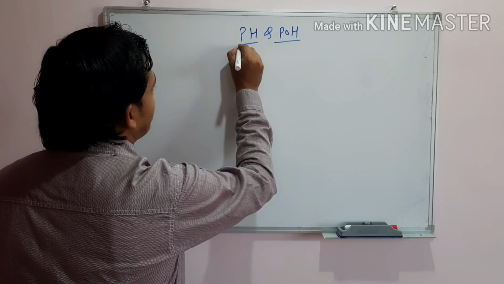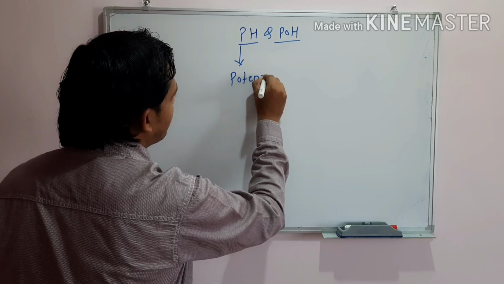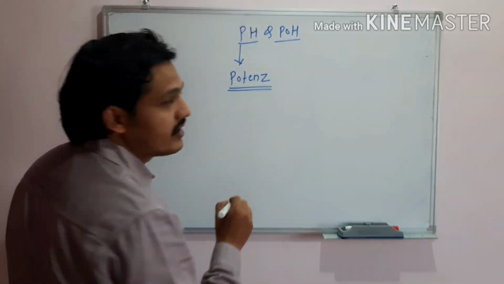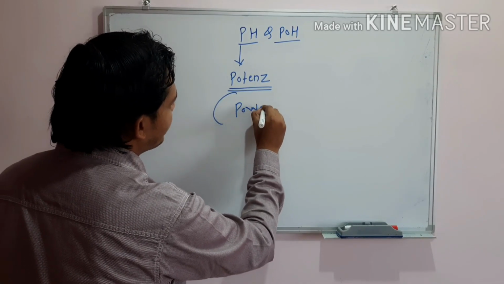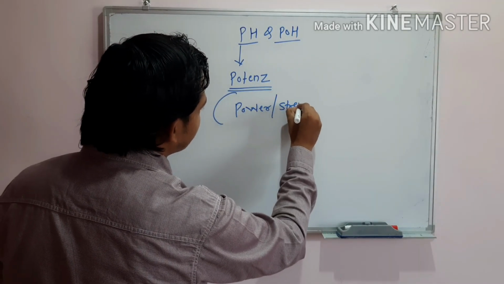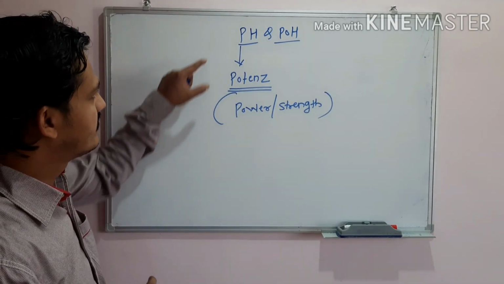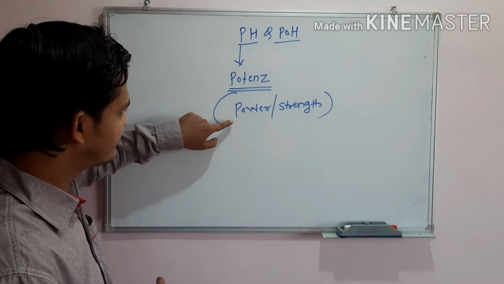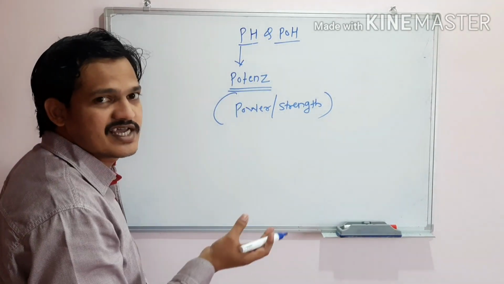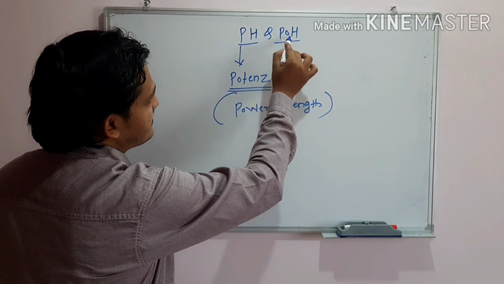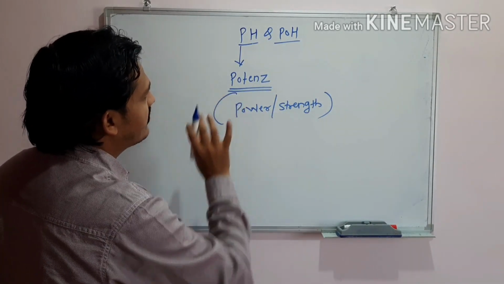The letter P stands for potence. Potence means power or strength. H is for hydrogen, that is H plus ion concentration. P for potence, OH means hydroxyl ion concentration. This is the meaning of pH.